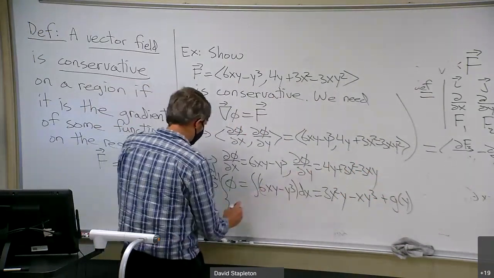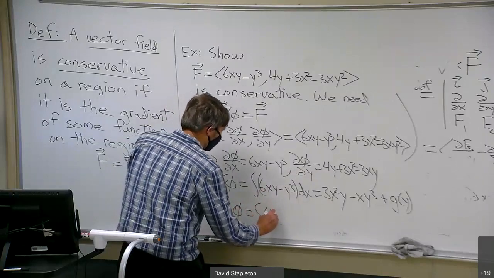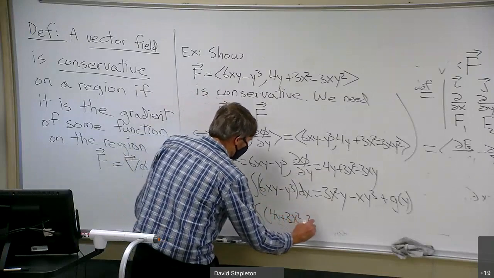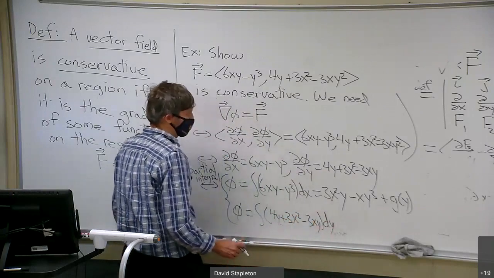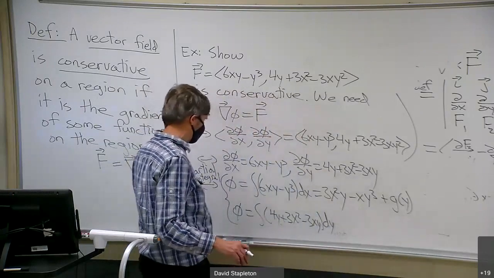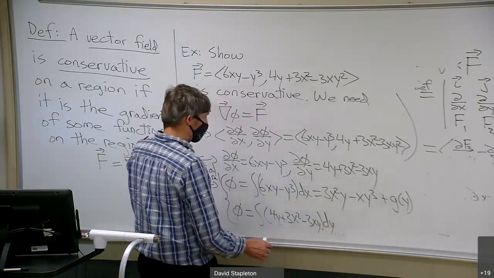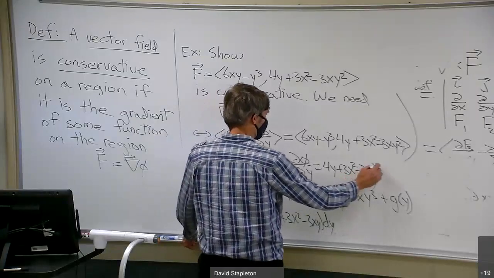Also from the second equation, by partial integration, I integrate 4y plus 3x squared minus 3xy, treating y as the variable and x as a constant, right? You dropped a squared on the y. Thank you. Yeah, I dropped it right here, didn't I? There's a square.